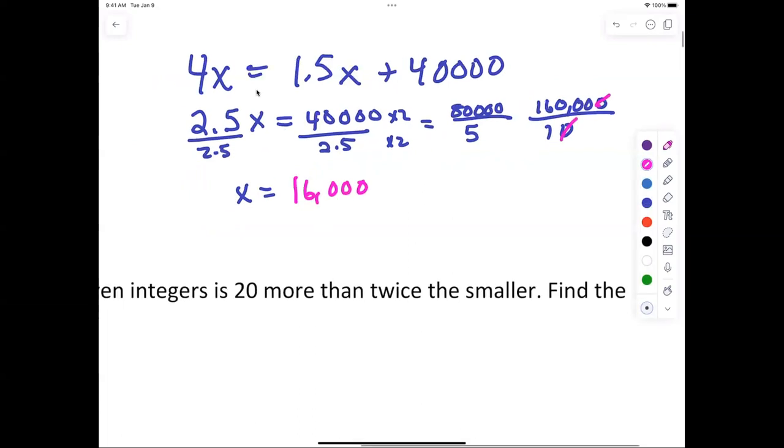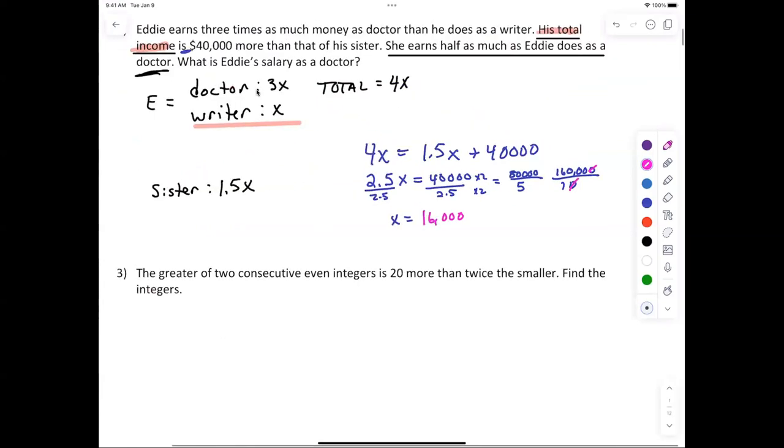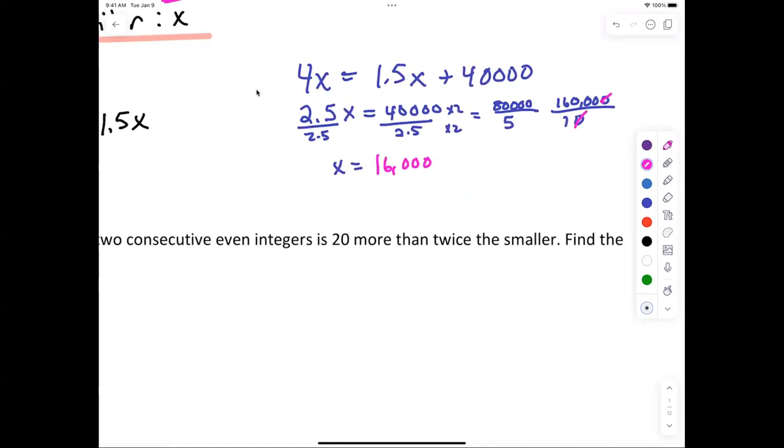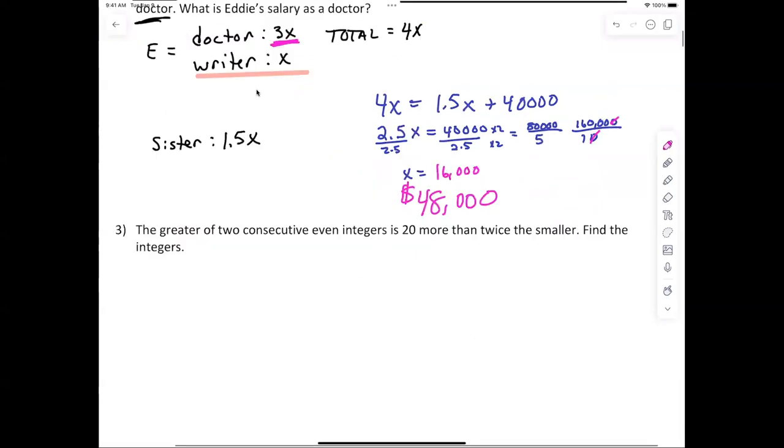All right, so now I come back and I have to answer my question now. It says, what is Eddie's salary as a doctor? So what would it be? You are amazing. 3 times 16,000. So of course, everybody in here knew that was $48,000. All right, 48,000. Yes, that's what 3 times 16,000 is.